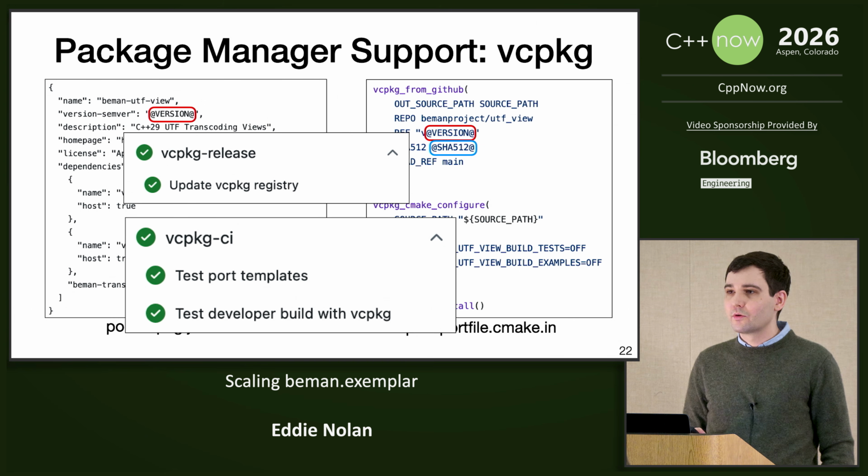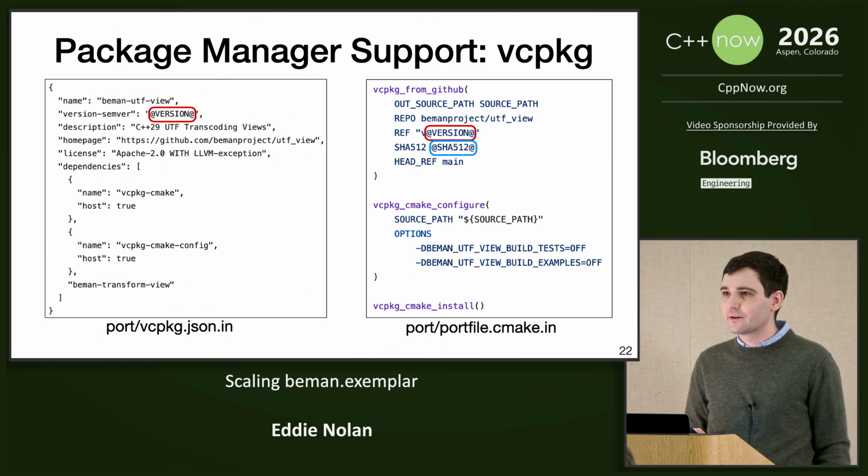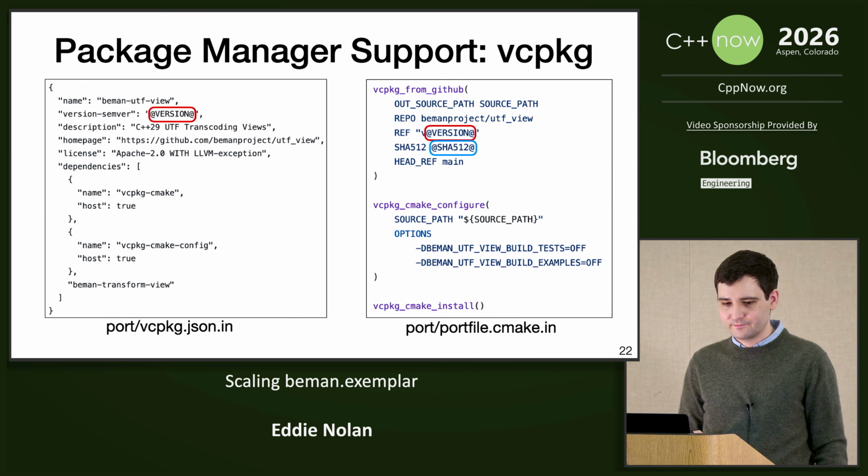And what the overlay port looks like is just this port file on the right. You just write a custom one of those for whatever third-party dependency you want, and describe how to download it, how to build it, how to install it.